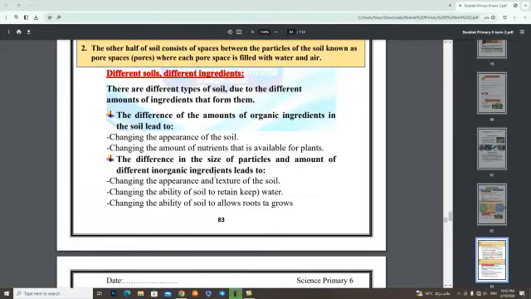Different soils, different ingredients. There are different types of soil due to the different amounts of ingredients that form them. Number one, the difference in the amount of organic ingredients in the soil leads to changing the appearance of the soil and changing the amount of nutrients available for plants. Number two, the difference in the size of particles and amount of different inorganic ingredients leads to changing the appearance and texture of the soil, changing the ability of soil to retain water, and changing the ability of soil to allow roots to grow.